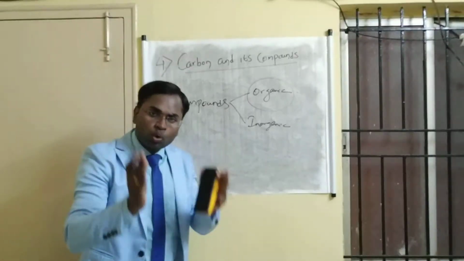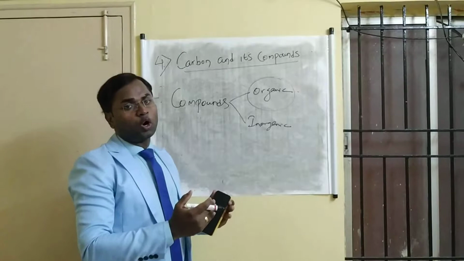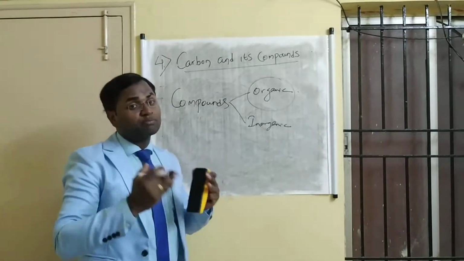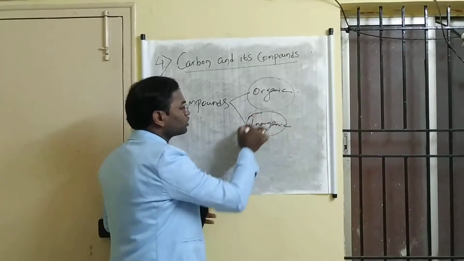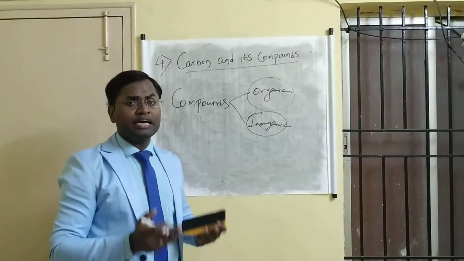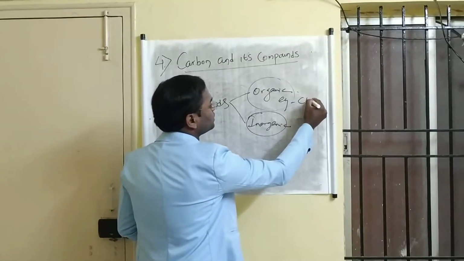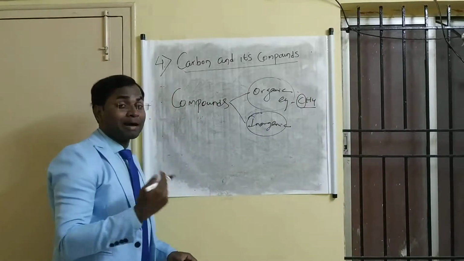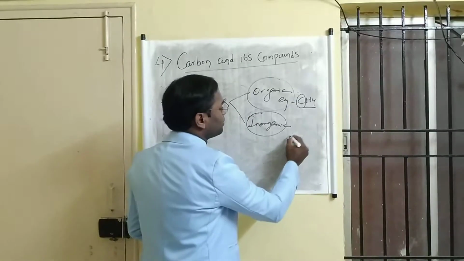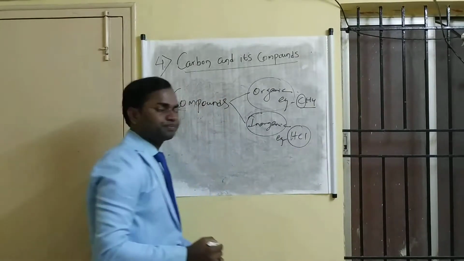Organic compounds are those compounds where carbon serves as the main element, or you can say it serves as the backbone element of this type of compounds. Whereas inorganic compounds are those compounds where you cannot find carbon as the main element. For example, organic: CH4, which is called methane, you can see carbon is the main element or the backbone element. Whereas an inorganic example will be HCl, you cannot find carbon here.